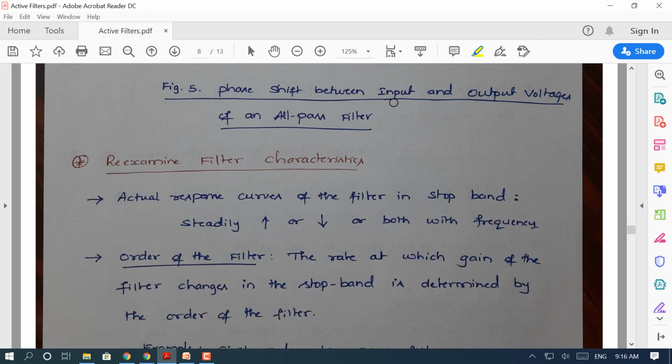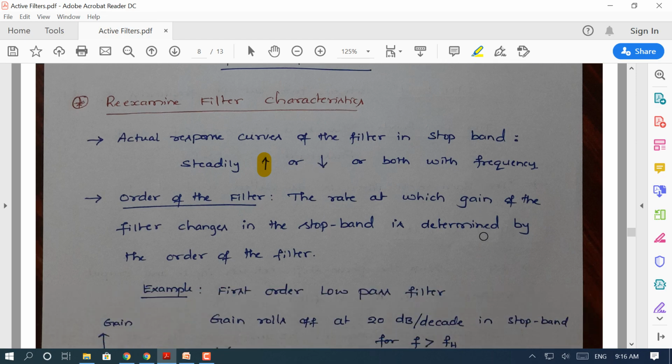Now let us re-examine the filter and discuss important characteristics of the filter. If we re-examine the actual response curve of the filter, in the stop band the gain steadily increases or decreases depending on the type of filter we are going to consider. That's very important here. Another factor that we are going to discuss here is the order of the filter. The order of the filter plays an important role here. We may be asked to design a first order filter or second order filter. We'll see what we mean by the order of the filter.